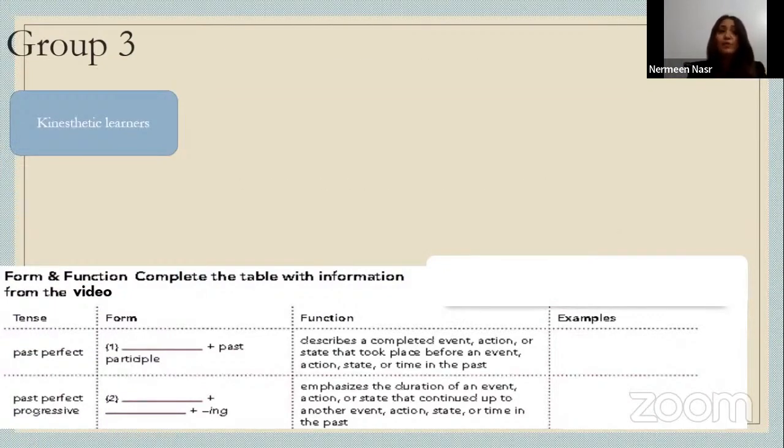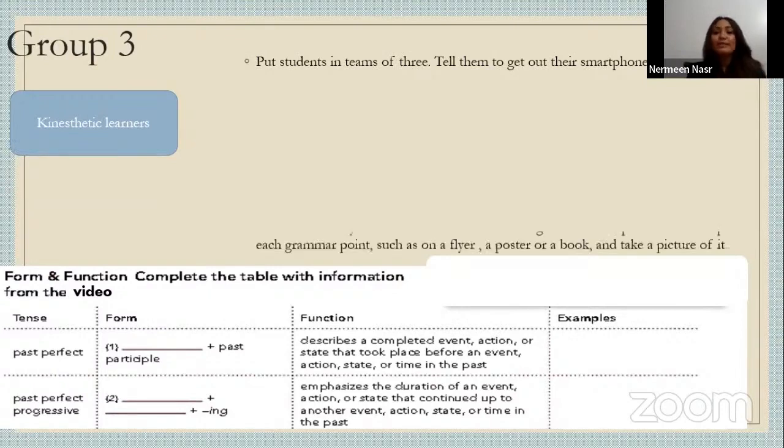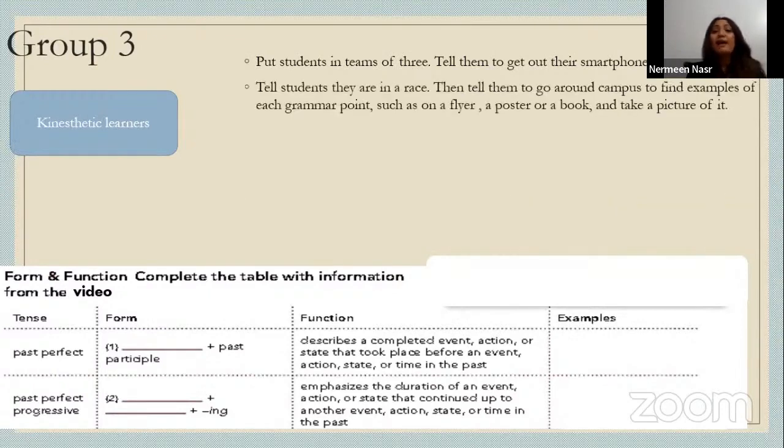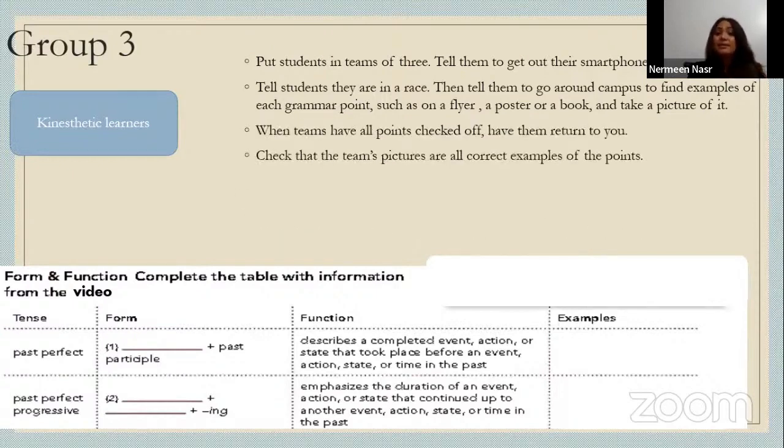Again, I'm teaching the same thing, which is the grammatical rule to differentiate between the past perfect and the past perfect continuous. For the kinesthetic learners, I'm going to divide them into groups, and I'm going to tell them to go out with their smartphones, for example. Why? They have to go around the campus to find examples for the past perfect or the past perfect continuous. They can find that on a flyer, on a poster, on a book, or they can go to the library to find the information. And then they are going to come and answer this task.